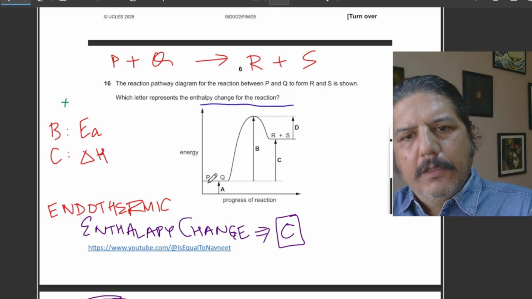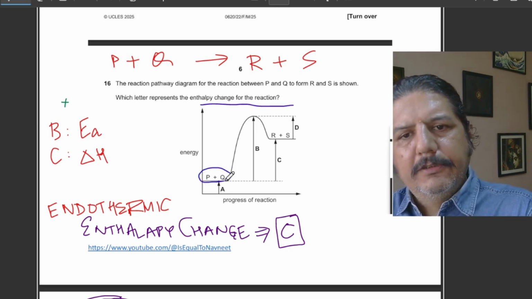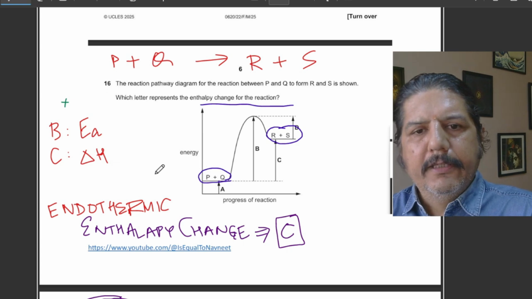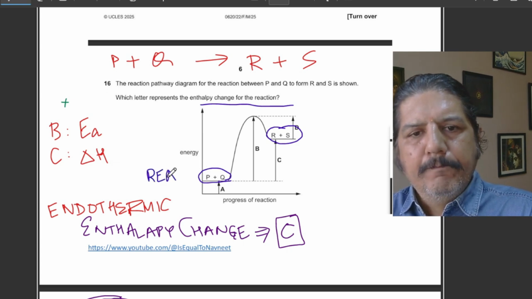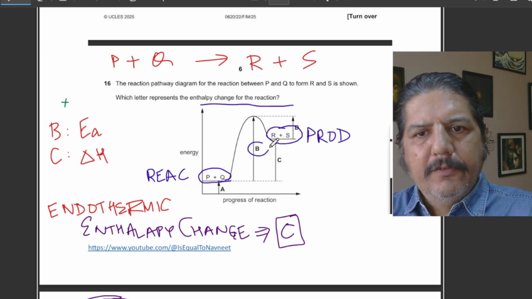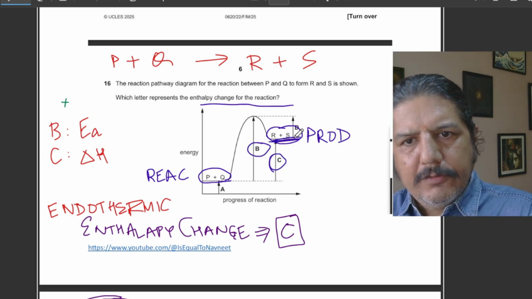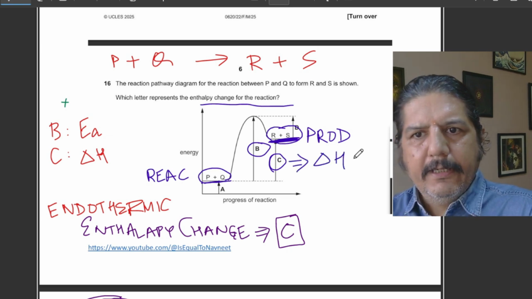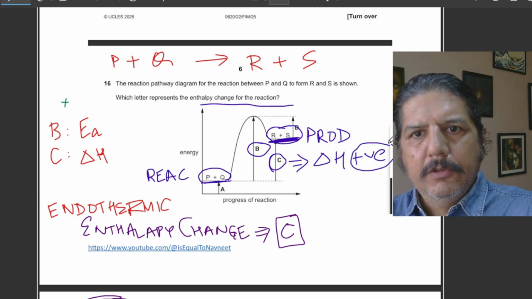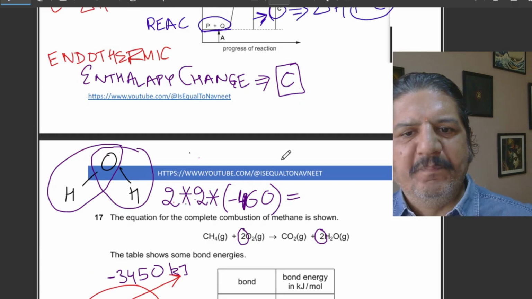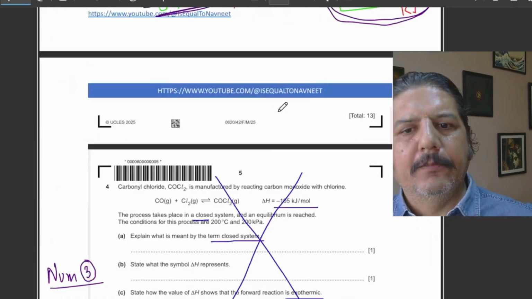So, see, this is the energy of the products, and this is the energy of the reactants. B is the activation energy, as we have done before. And this C, the difference of the energies of the product and the reactant, this C is the delta H. And here again the delta H is positive. So the answer would be C. Again, the numerical is done in the second part.